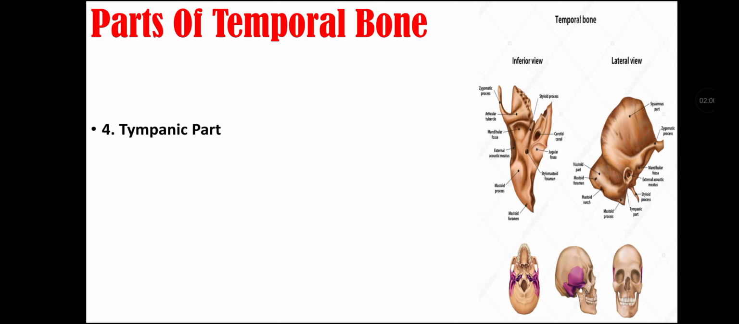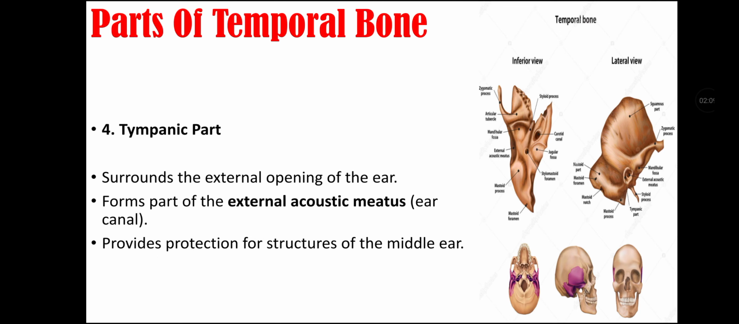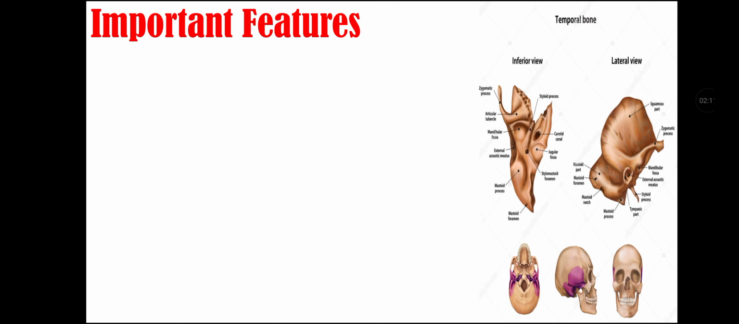Next part of temporal bone is tympanic part. It surrounds the external opening of the ear. It forms part of external acoustic meatus that is also called the ear canal. It provides protection for structures of the middle ear.